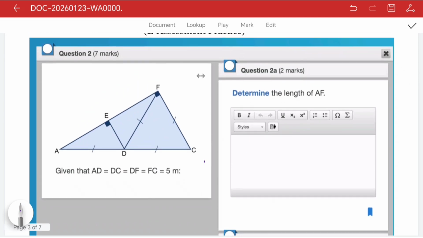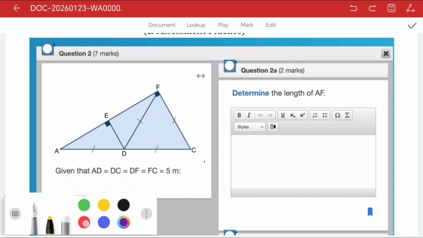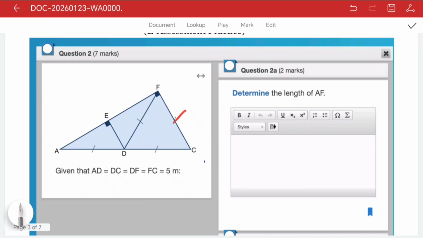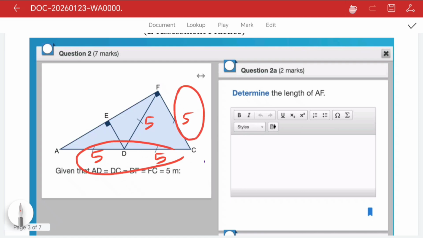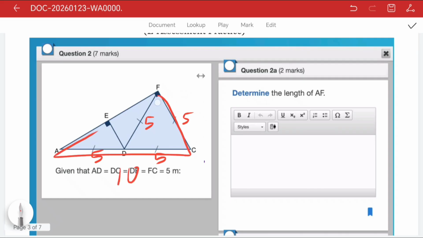In question number 2, they gave us a triangle. In this triangle, you can see this side, this side, this side, these sides are equal. So it means they are equal to 5. So this is 5, 5, 5, and 5. Okay. So they are asking you to determine the length of AF. We are going to find this one. They gave us this and this. It means they gave you two sides, this one and this one. So this is equal to 5 and this is equal to 10.